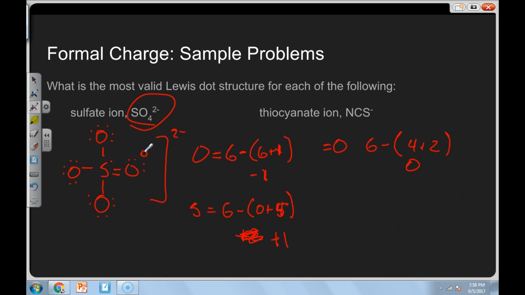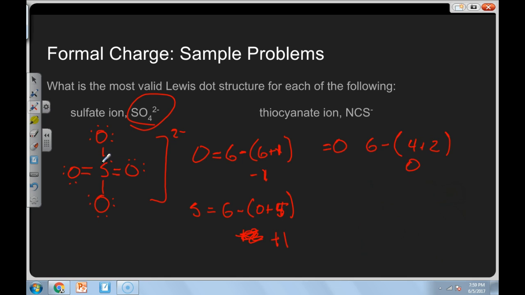Hey, a 0 formal charge, that's really awesome. Okay, so is there another way that we can limit formal charge again? Well, absolutely. What I can do is take another pair of electrons and make a double bond here. So now these oxygens are still going to be a formal charge of -1. These oxygens are going to be a formal charge of 0.